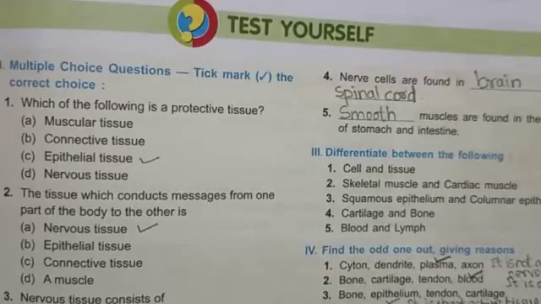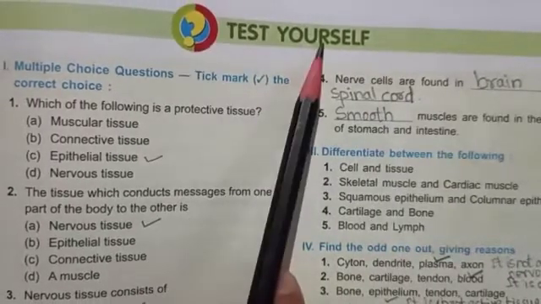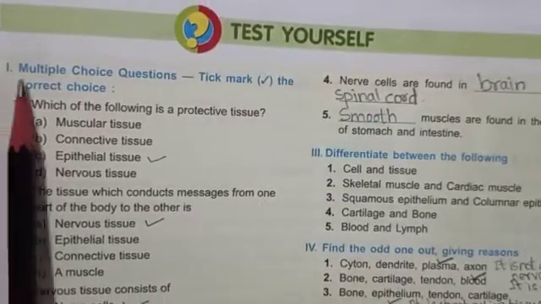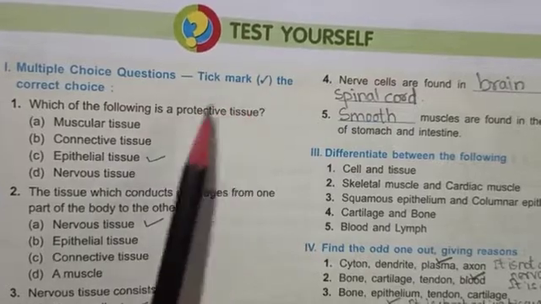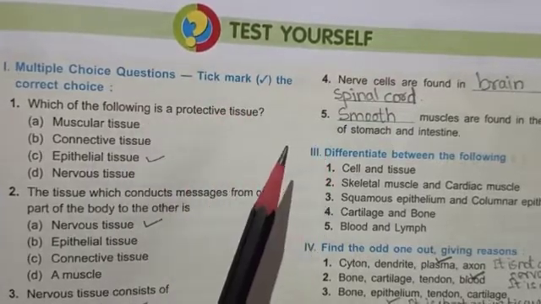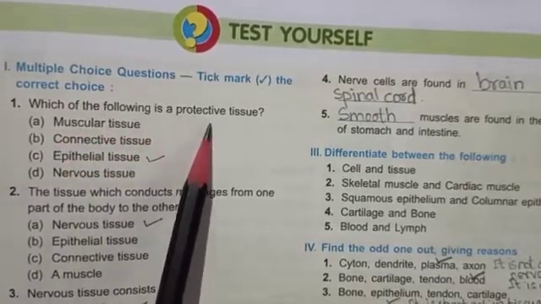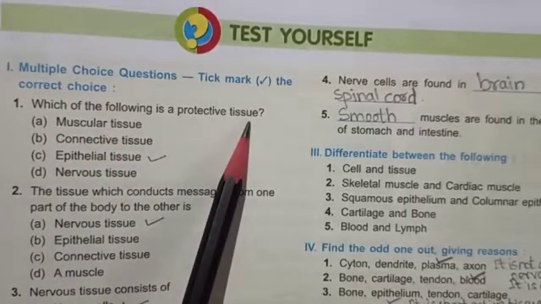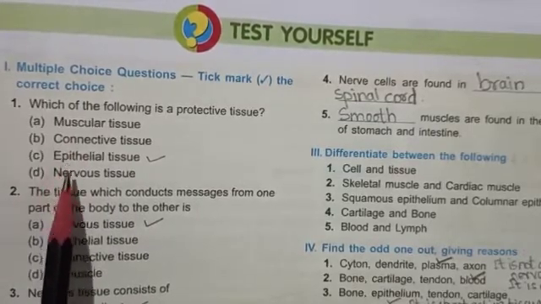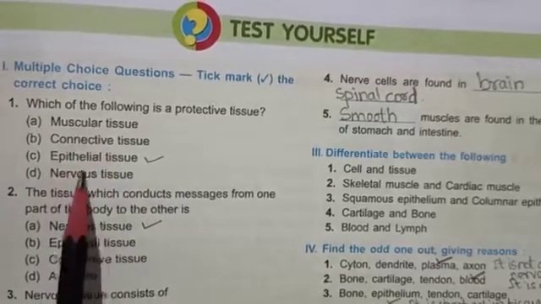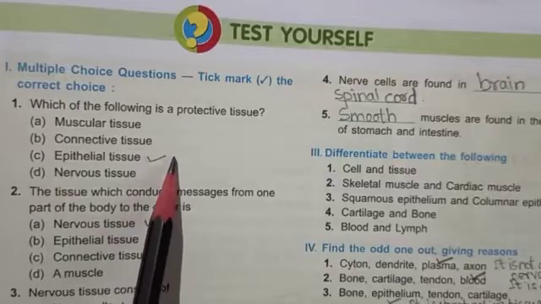Now students, open page number 11 of your textbook. Test yourself. Here question number 1 is multiple choice questions. You have to put a tick mark over the right or the correct choice. So first one is, which of the following is a protective tissue? Here we have muscular, connective, epithelial and nervous tissues. So the correct answer is epithelial tissue. Put a tick over here.